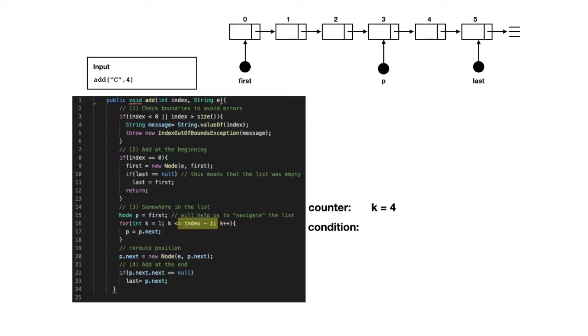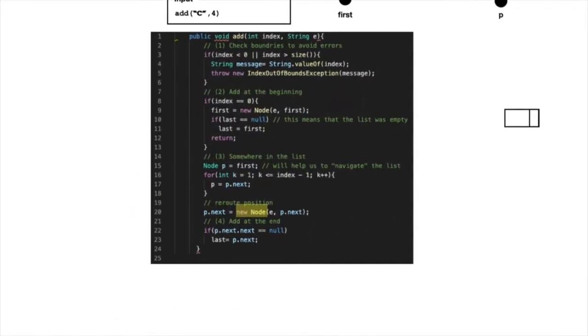The next time we execute this condition it is not going to be true, because 4 is not less than or equal to 3. So at this point, this condition is not validated. We're going to move to the next line of code, which is this one. Now, here, I don't know if you already identify what's happening here.